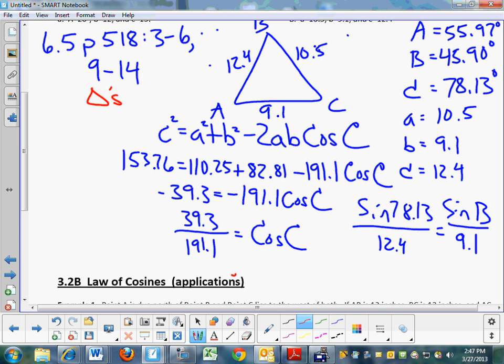Okay, you guys, 9 through 14, you're solving the entire triangle, whereas 3 through 6, you're just solving for either an angle or a side. That's it. So 3 through 6, don't solve the entire triangles unless you want to go further and deeper into your mathematical capabilities.